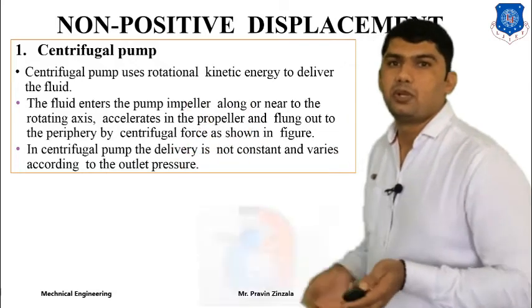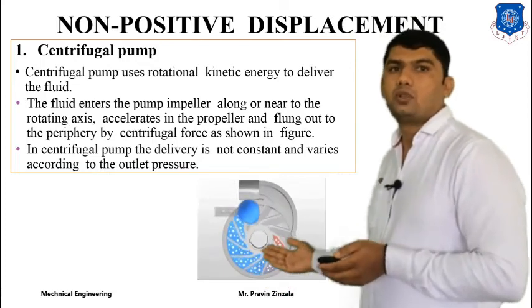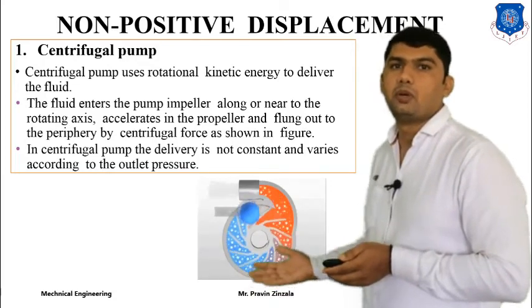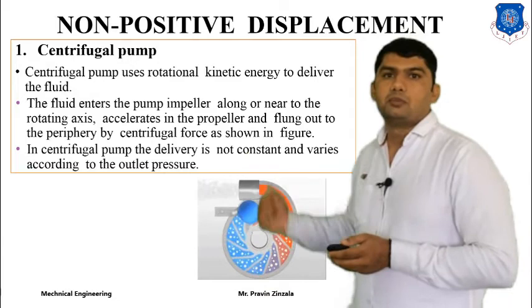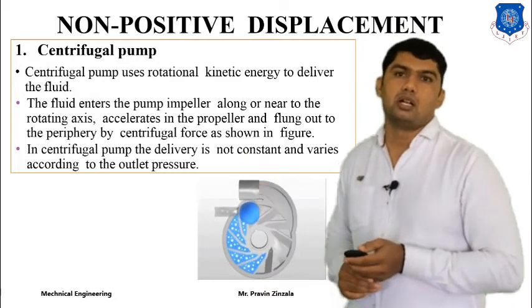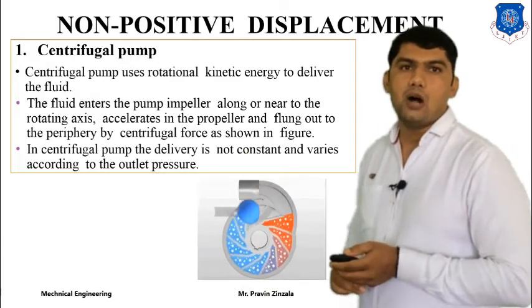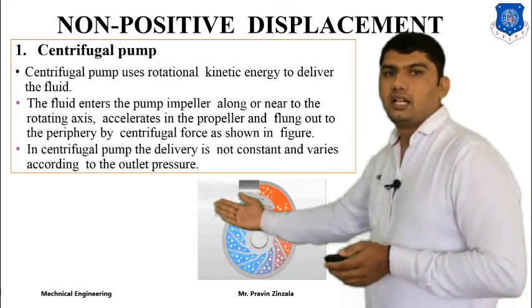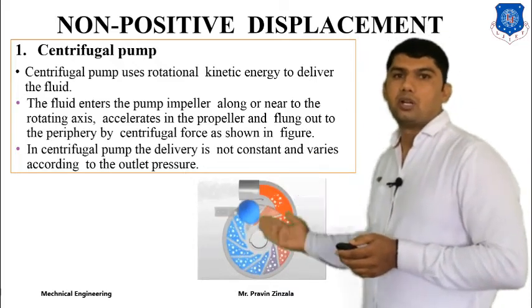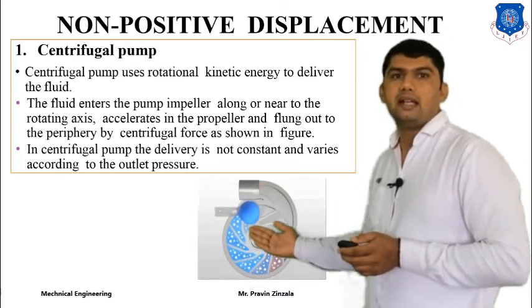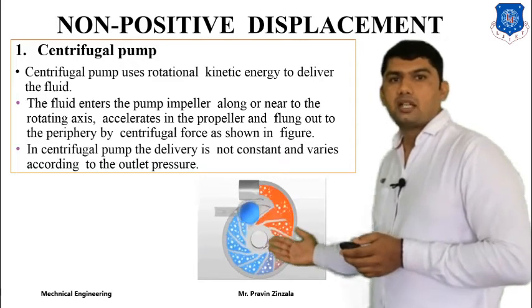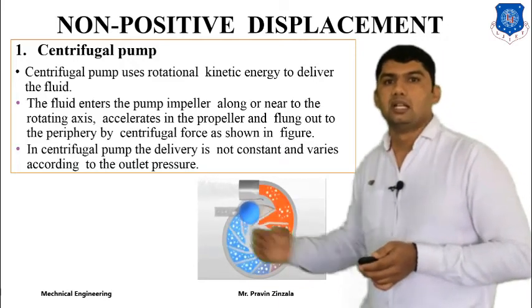So it is called a centrifugal pump. This is the diagram or animation of the centrifugal pump. In a centrifugal pump, the delivery is not constant and varies according to the outlet pressure. This is the inlet port and this is the outlet port. This shaft is rotated by an electric motor and the shaft is mounted with impellers.